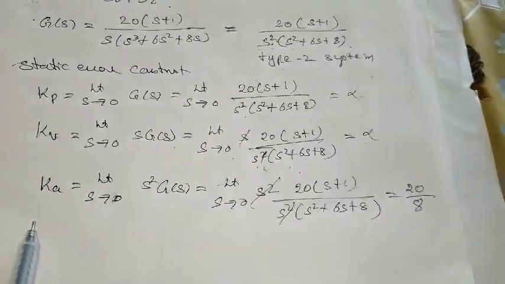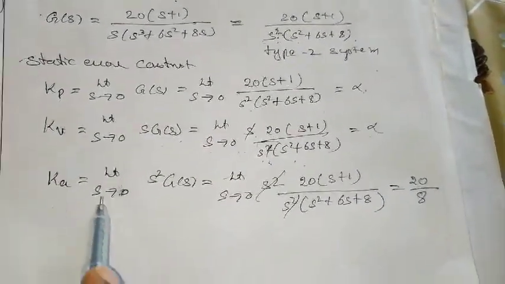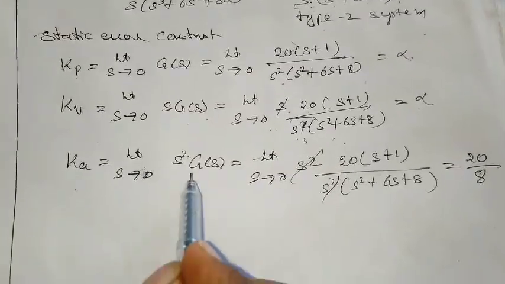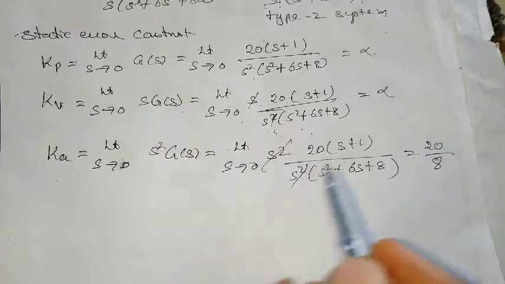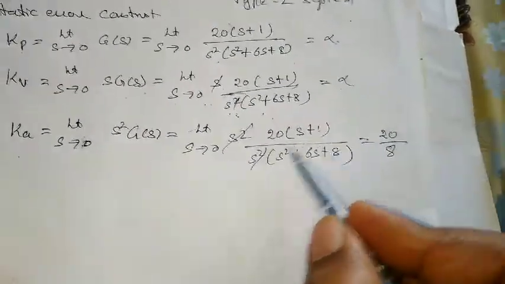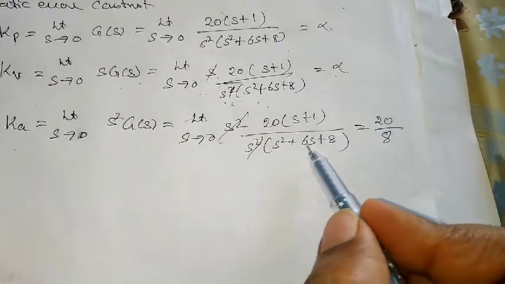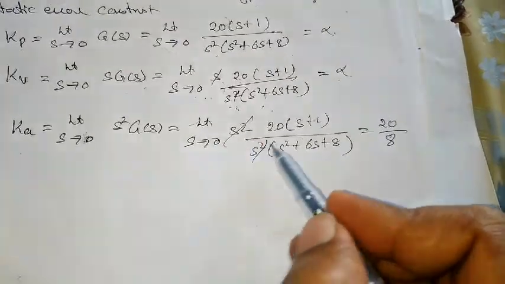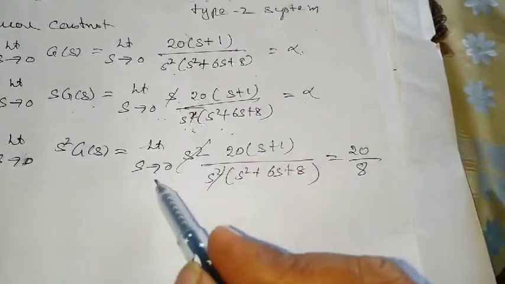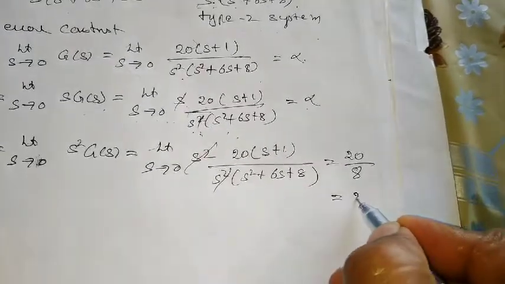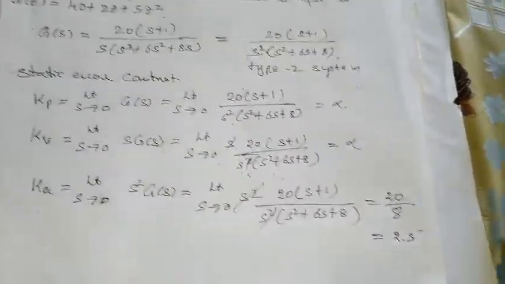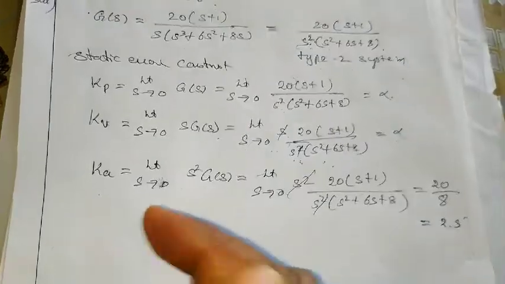If I substitute s equal to 0 in this denominator, something by 0 is infinity. Similarly, I will calculate acceleration error constant Ka, which is equal to limit s tends to 0 of s^2 into G(s), which is limit s tends to 0 of s^2 into 20(s+1) / (s^2 (s^2 + 6s + 8)). So s^2 gets cancelled, and if I substitute s equal to 0, I'll get 20 by 8, which is equal to 2.5. So I have calculated the steady state error constants.